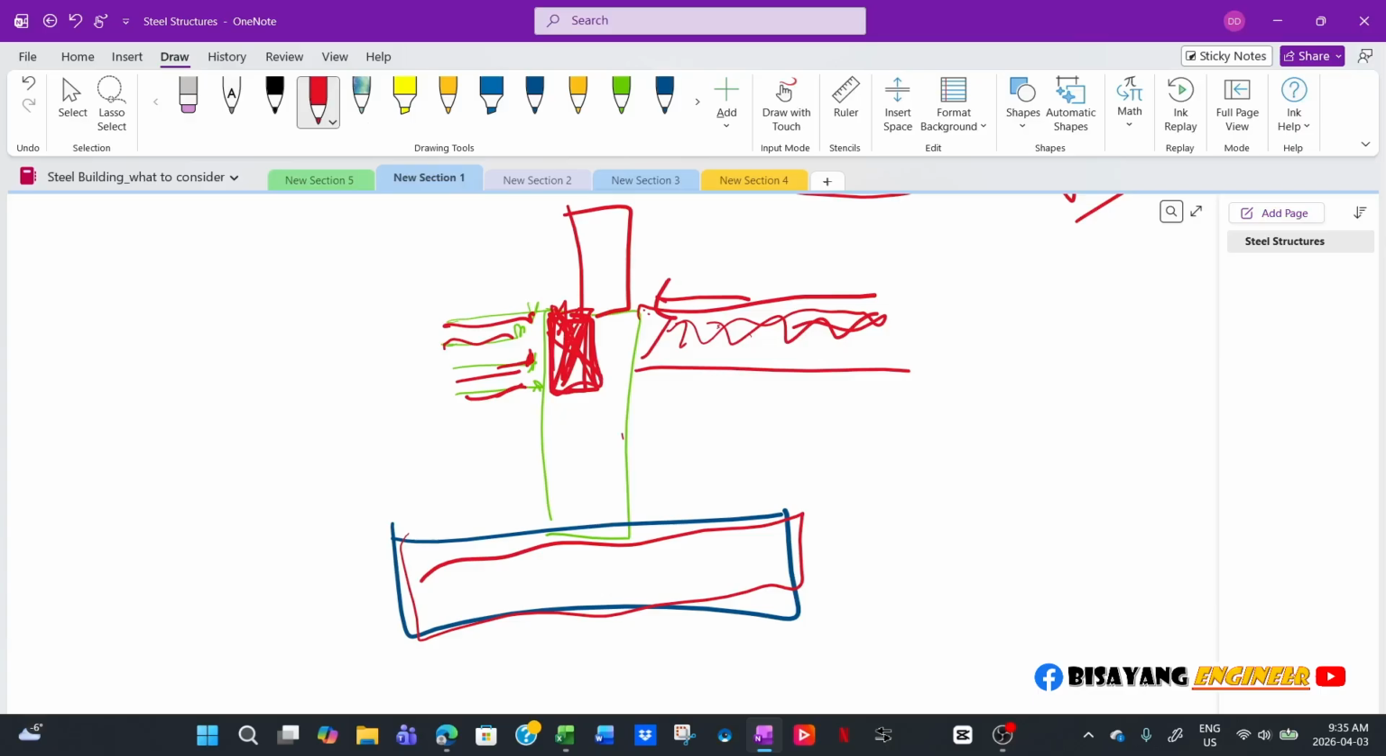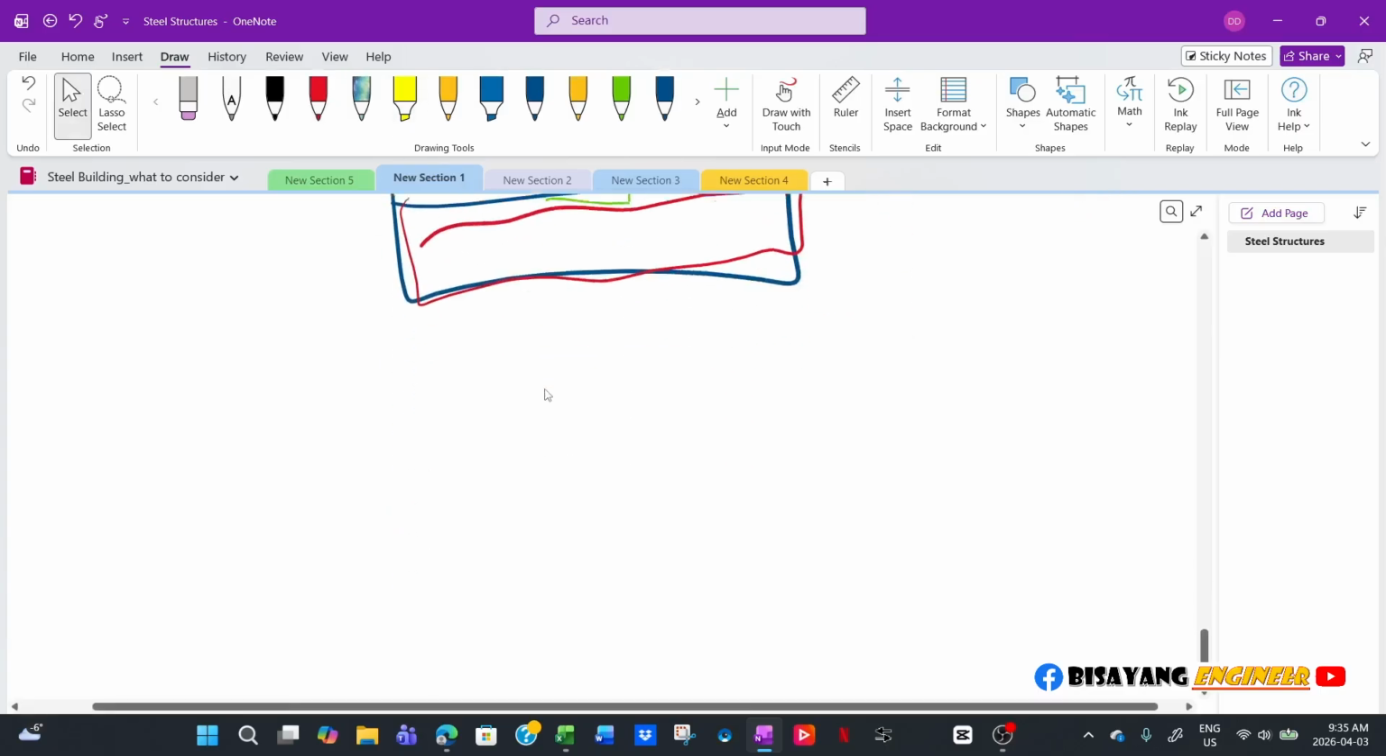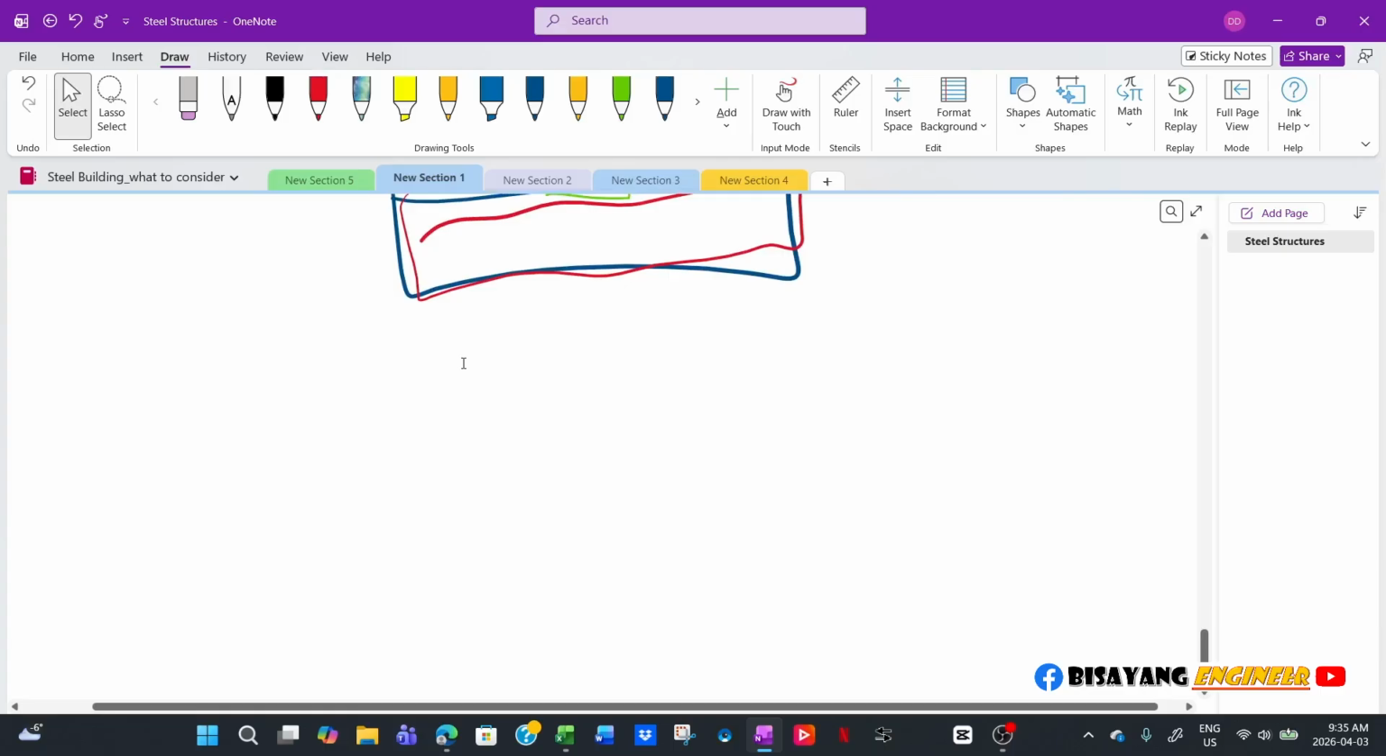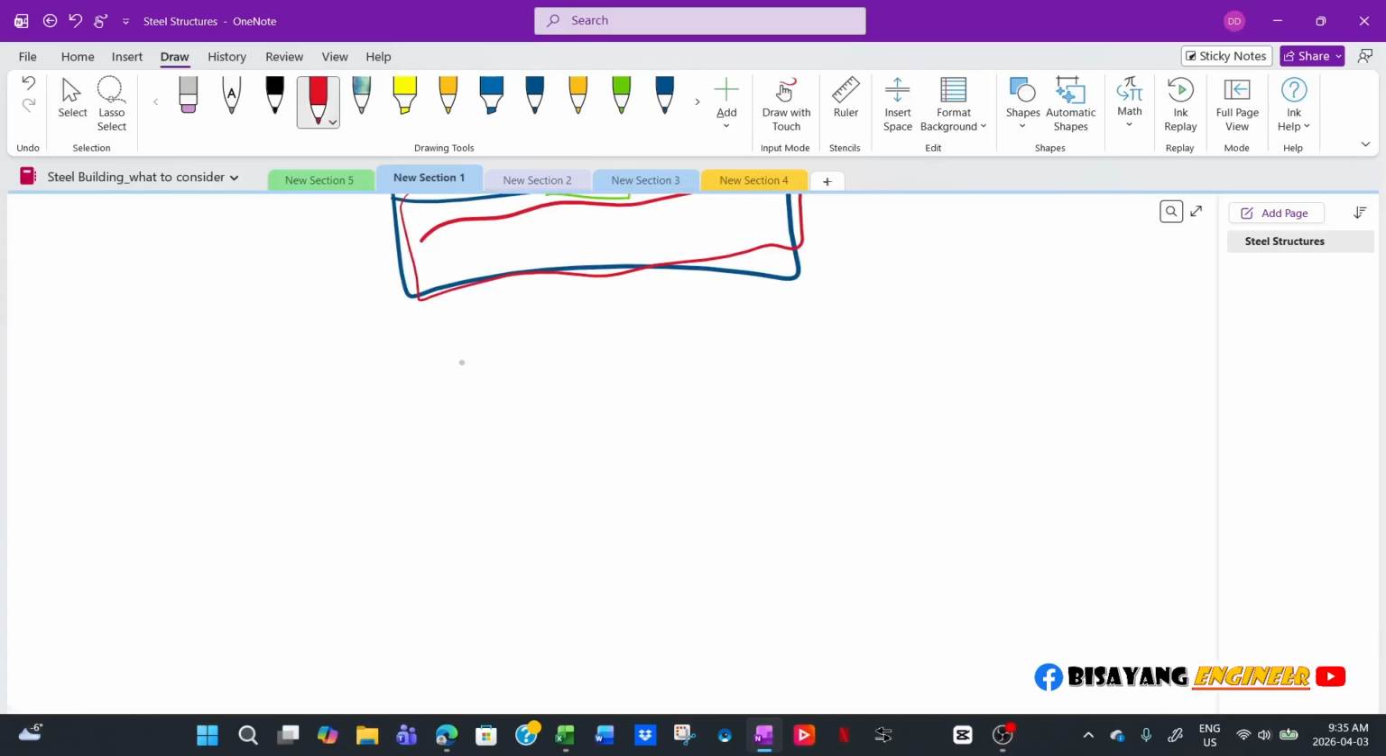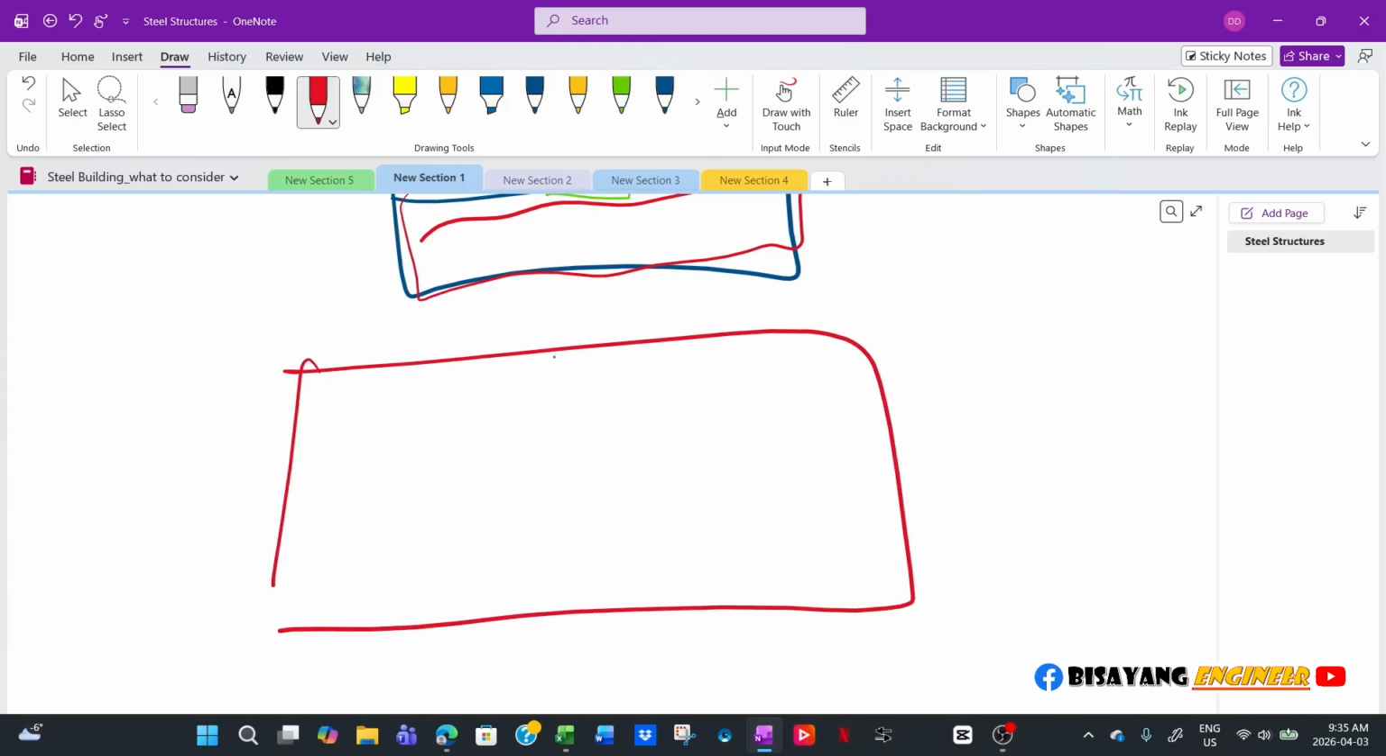For example, I posted in a previous post on my page a picture of a tie beam. If this is the building, then this is the column, right? And what they did, and it's my first time seeing this, to be honest, is they have a tie beam here. The picture is on my page. I posted it a while ago.